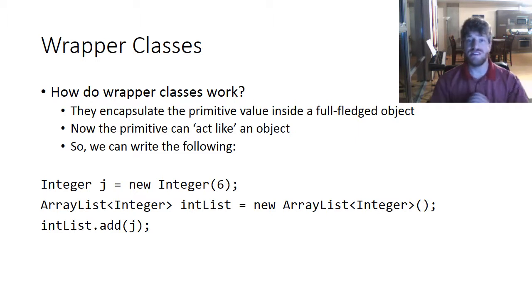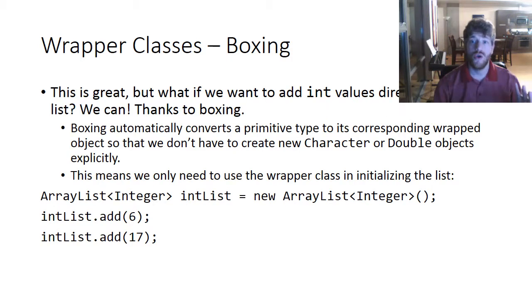So now you can see right here, I'm creating an Integer object with the primitive value 6. Then I'm making an array list of Integers. Not an array list of ints, an array list of Integers. And then I can add my Integer object to the list. But do we always have to create the wrapper object ourselves? Well, fortunately, we can avoid that, thanks to boxing.